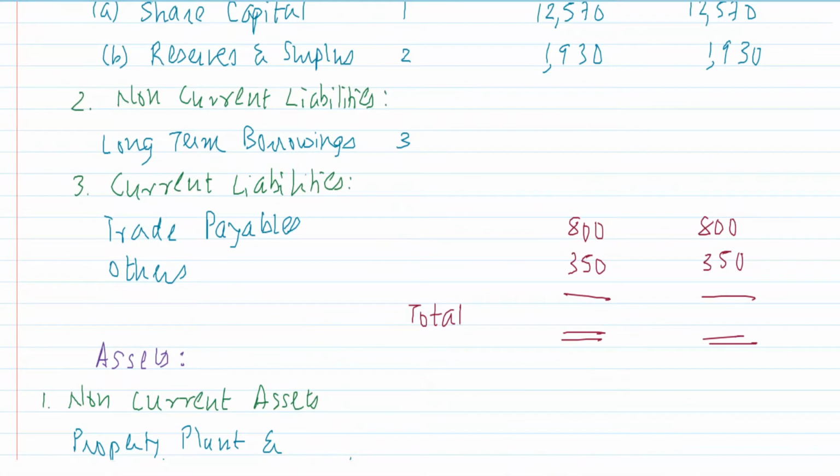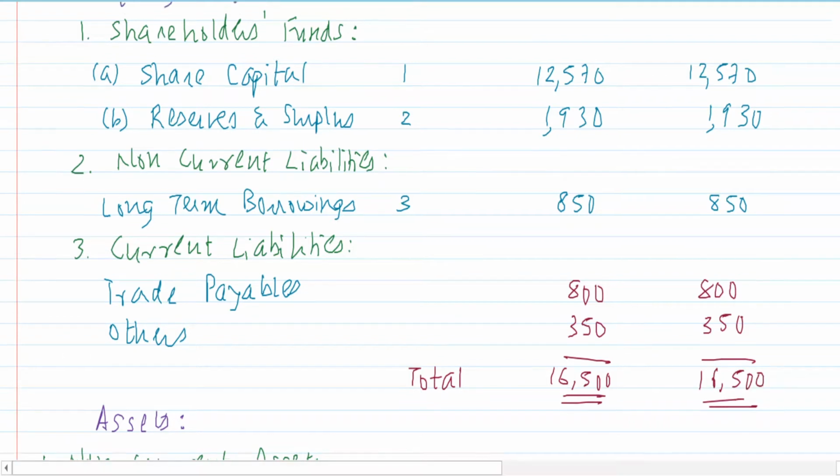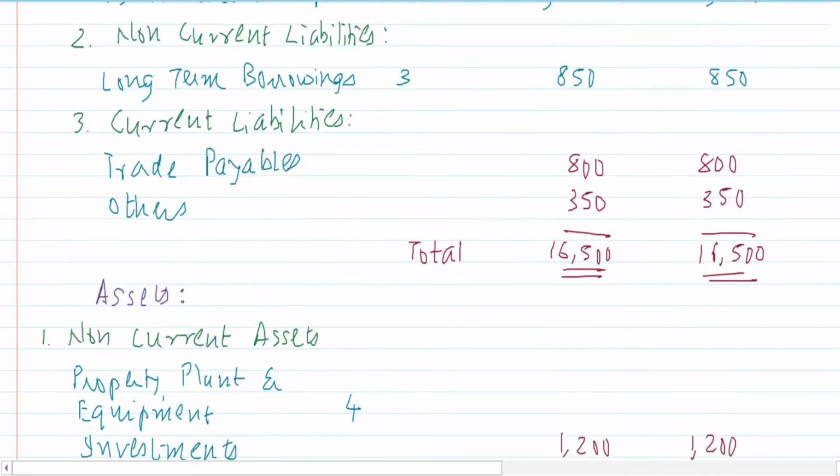So as I prepare this balance sheet, I'll show debentures here, 850. You can even avoid preparing a note if you wish. Okay, so I do have the figures necessary to take a total. So 12,570, 1930, 850, 800, and 350. Our balance sheet total is turning out to be 16,500, right? However, I'm still left with one note relating to property, plant, and equipment.